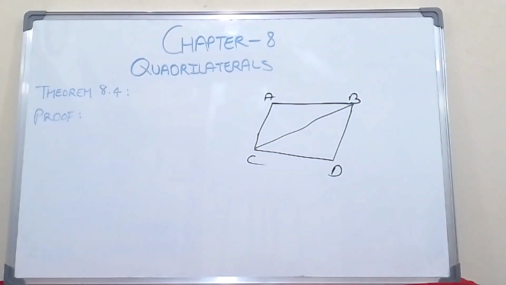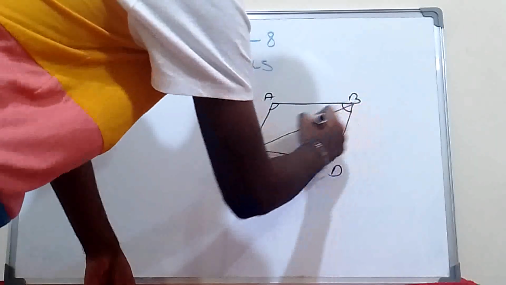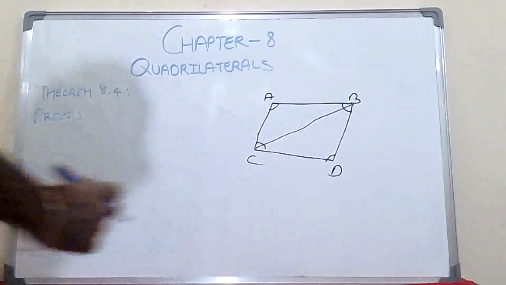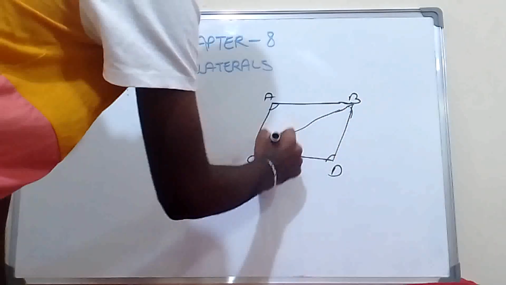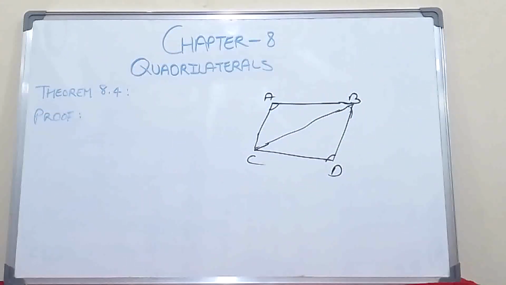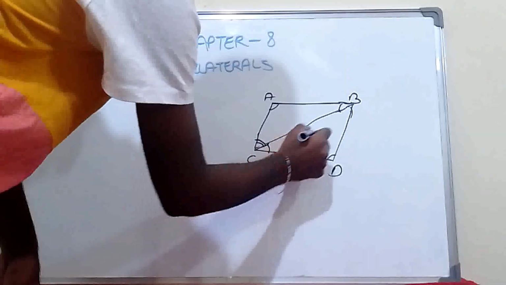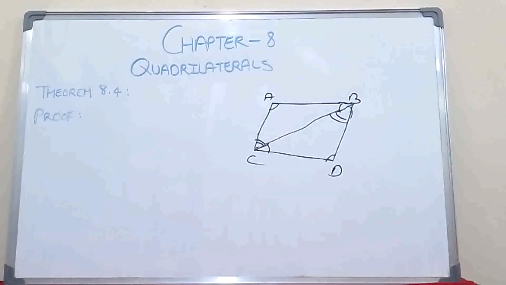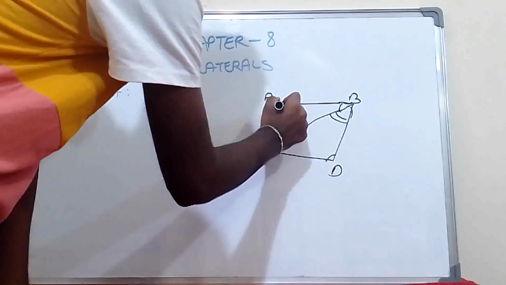Now let's go to theorem 8.4. Theorem 8.4 states that the opposite angles in a parallelogram are equal, which means that these two angles are equal and even these two angles are equal. So let's see how. In the first theorem, we had proved that these two triangles are congruent. So if these two triangles are congruent, this angle and this angle are equal, and even this angle and this angle are equal. Why? Because of CPCT.